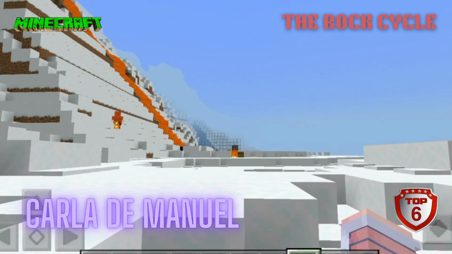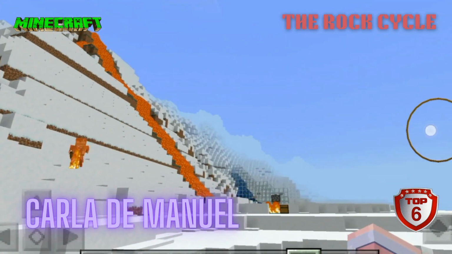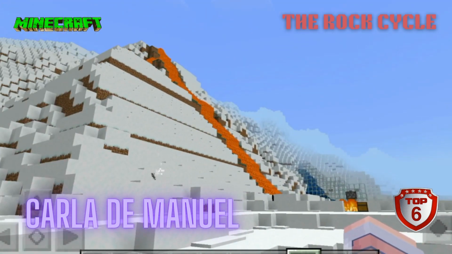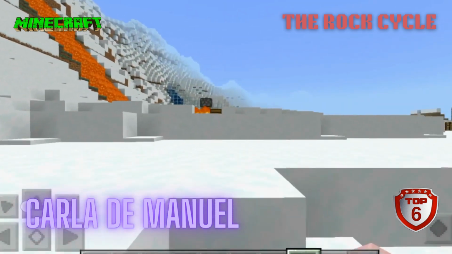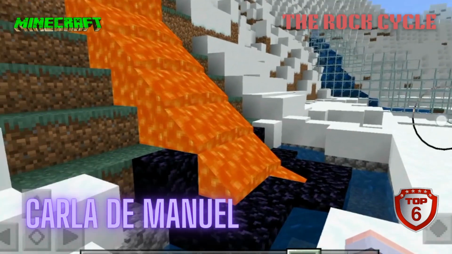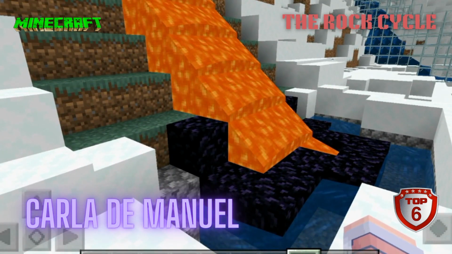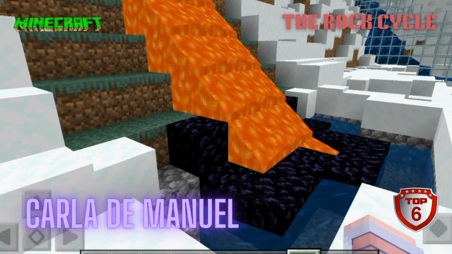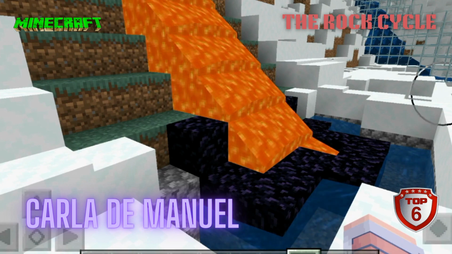Hello, I'm Carla and this is my project. Here I have a volcano with igneous rocks that are extrusive and intrusive. Here I have obsidian that is an extrusive igneous rock. It's a result of lava that cools down and solidifies on the Earth's surface.